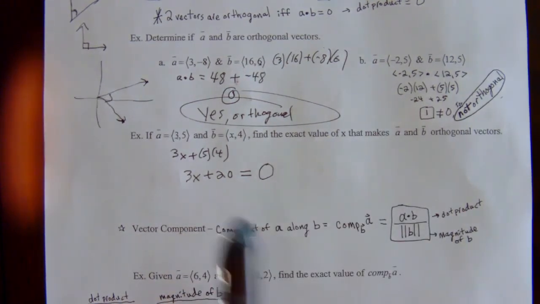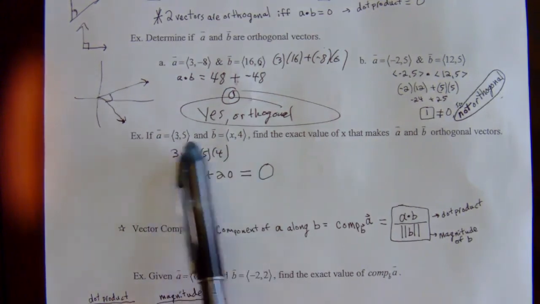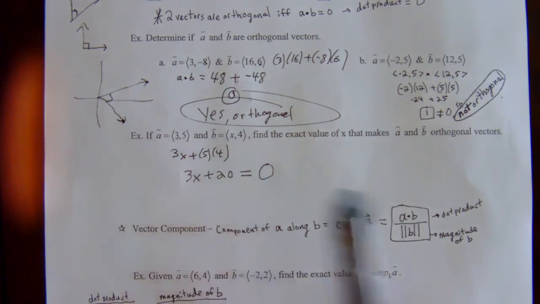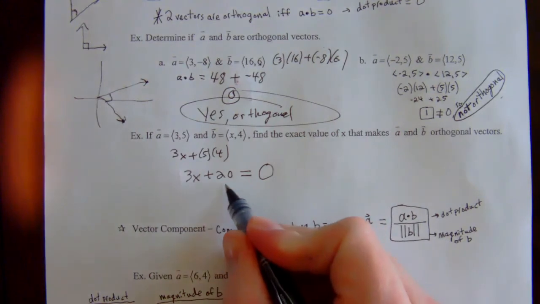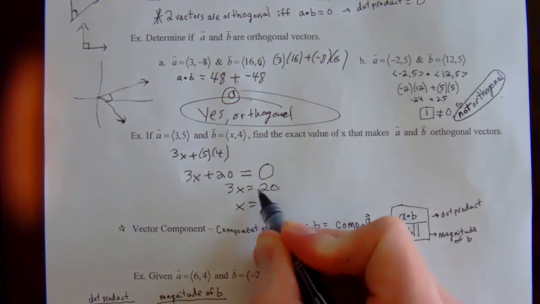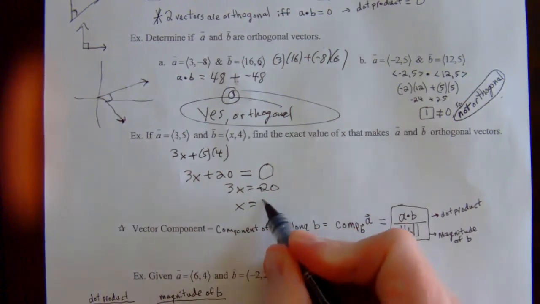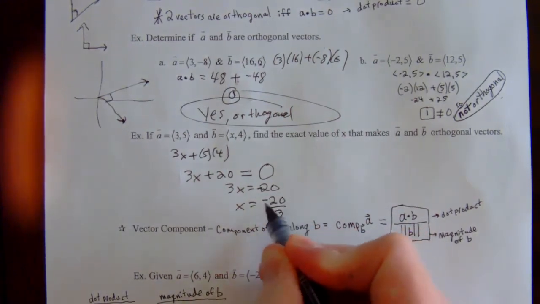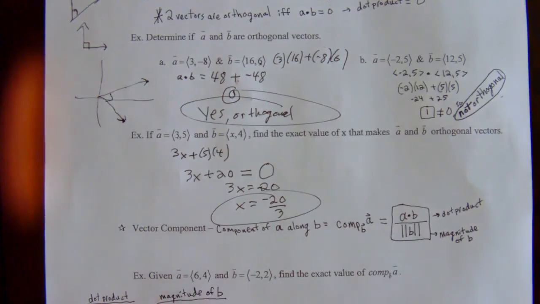And so it's a real simple thing. Use your easy dot product formula, go 3 times x plus 5 times 4, set it equal to 0, and then you solve this equation for the x. So you'll get 3x is equal to, I'm sorry, negative 20, and then divide both sides by the 3. You're going to get x equals negative 20 over 3, and then you're done there.